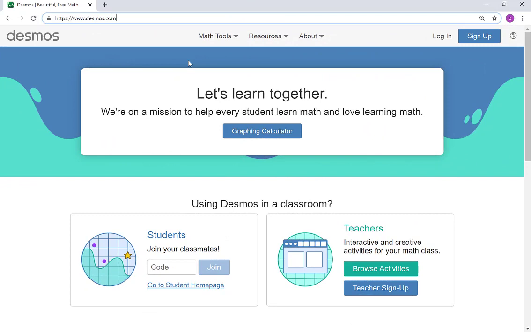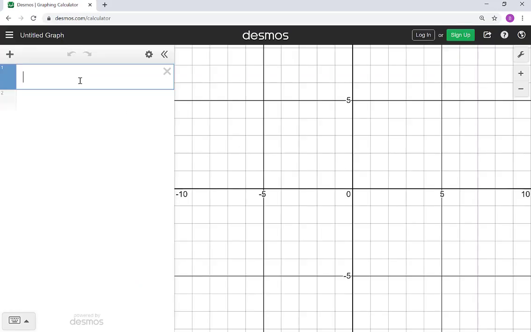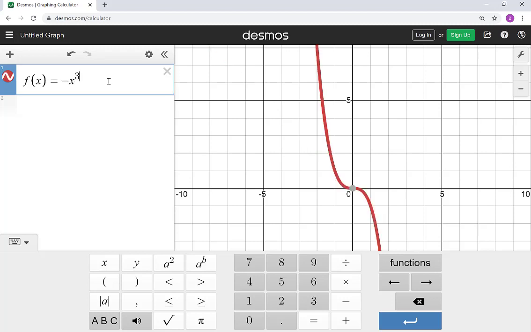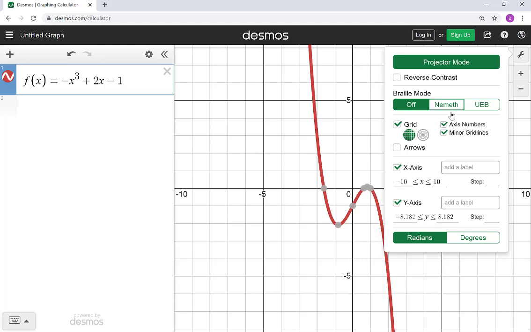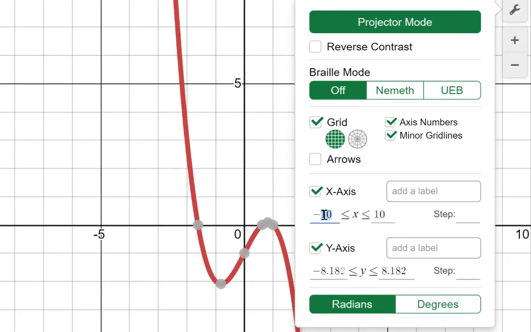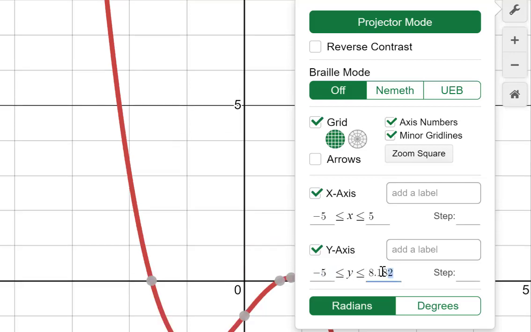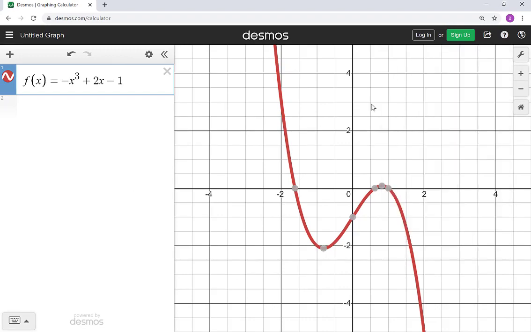So first off, we're going to go to Desmos. We're going to click on Graphing Calculator. And once there, inside a blank item box, you can type in your function or use the keypad in Desmos. So for example, f of x equals -x to the exponent 3 plus 2x minus 1. So there's our cubic function. And to change the scale, you come over to the wrench and click on Graph Settings. We can go down to the x-axis and change this from -5 to +5. And for the y-axis, do the same thing from -5 to +5. And if you do that, that should give you a clear picture of all the functions in your assignment.